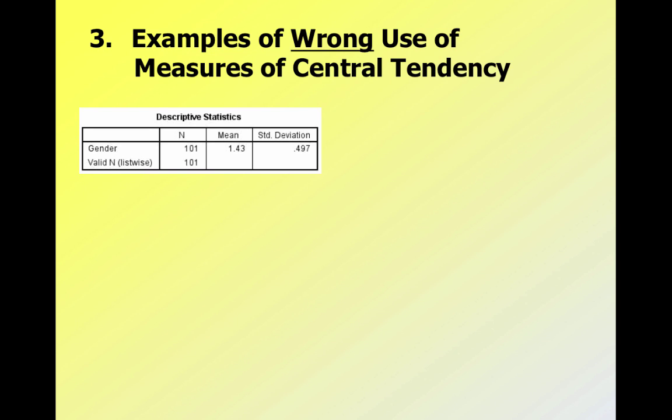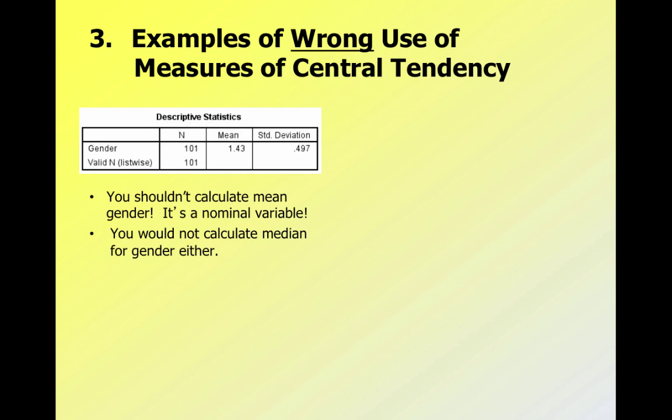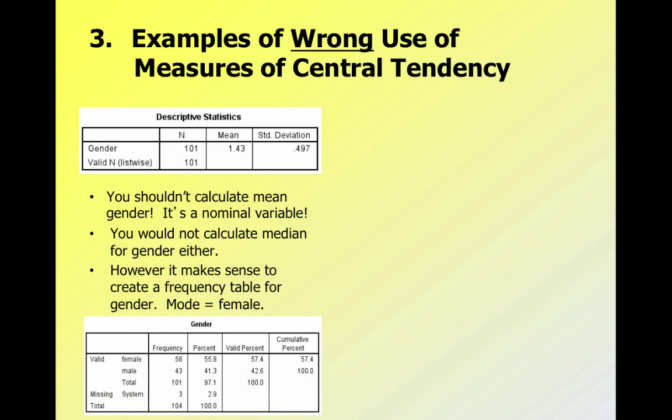So we shouldn't calculate the mean for nominal variables. But we also shouldn't calculate the median for gender either, right? Again, another nominal variable. But what we should do is create a frequency table, because a frequency table will show us the count, the sample size for each response, male or female. So in this case, we see we had 43 males and 58 females.